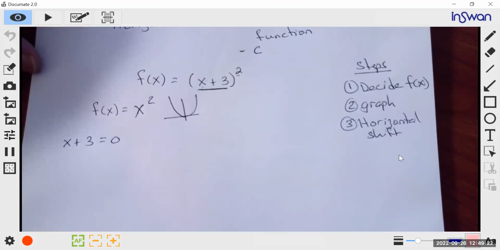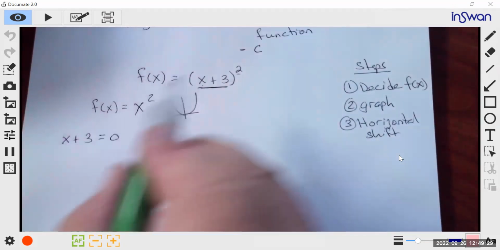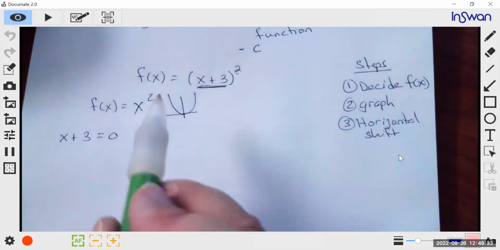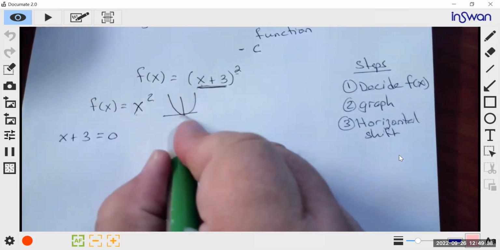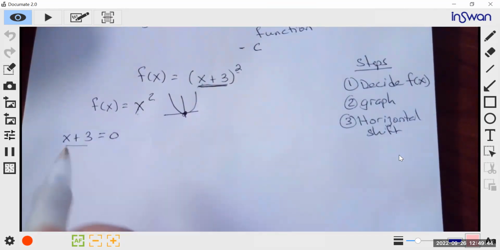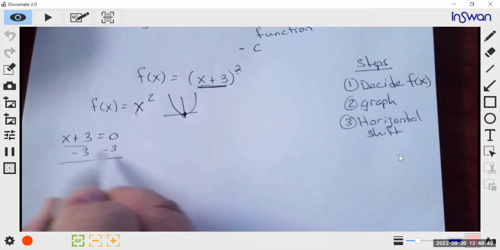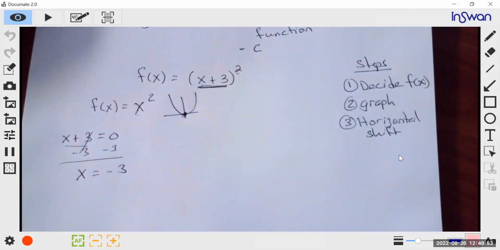You'd think, no. Remember when we did circles? It's always opposite what's inside the parentheses. Same thing here. Because we take whatever's inside the parentheses, set it equal to 0. The reason we do that is because the original graph, when x is 0, y is 0. That's the origin. That's where it all starts. So where did it move? Let's put it back to 0. So our new origin is at -3.